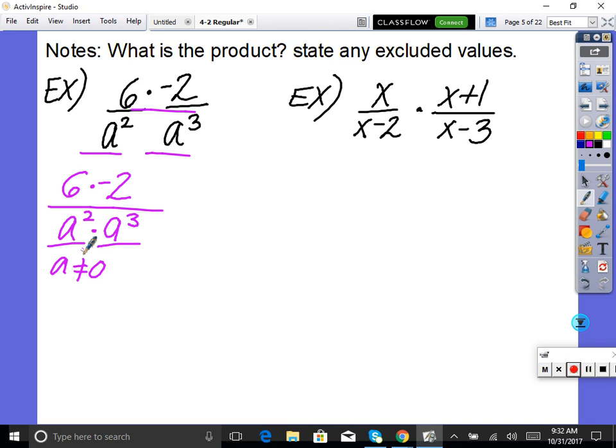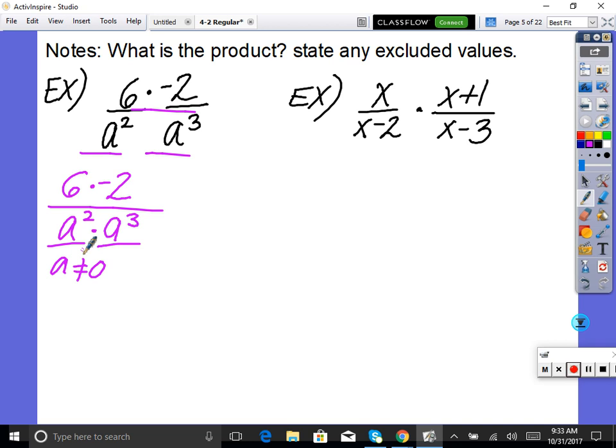When was the restriction not 0? Anything like 0 would make it, like here, 2 and 3 would be the restrictions, right? Because that would make the denominator 0. Okay, so since nothing divides out, there's our answer.